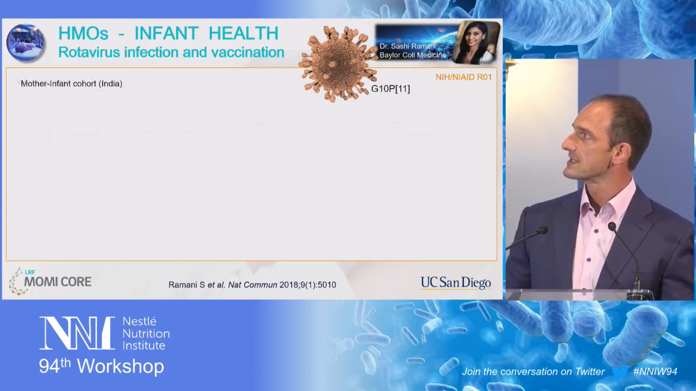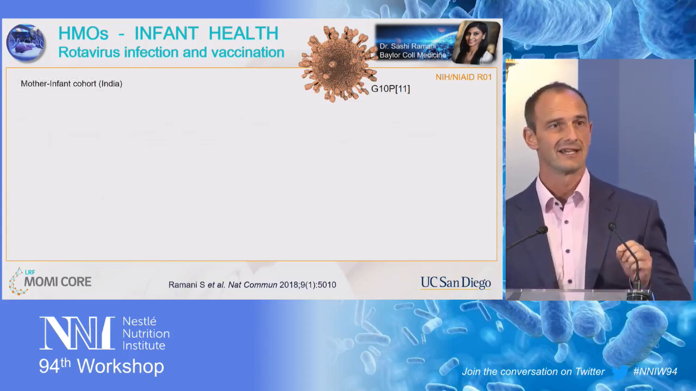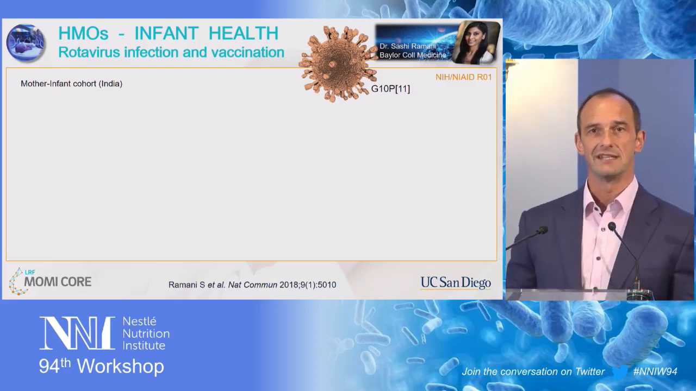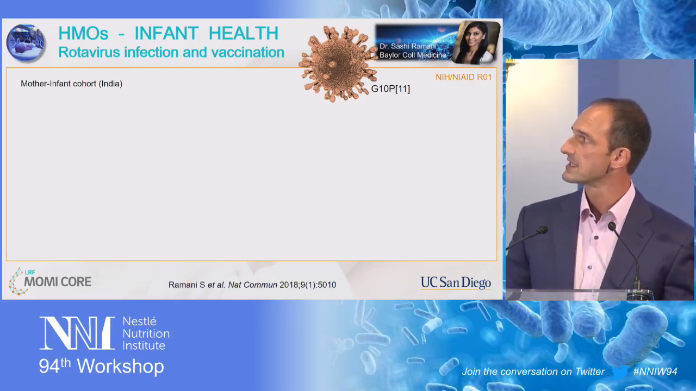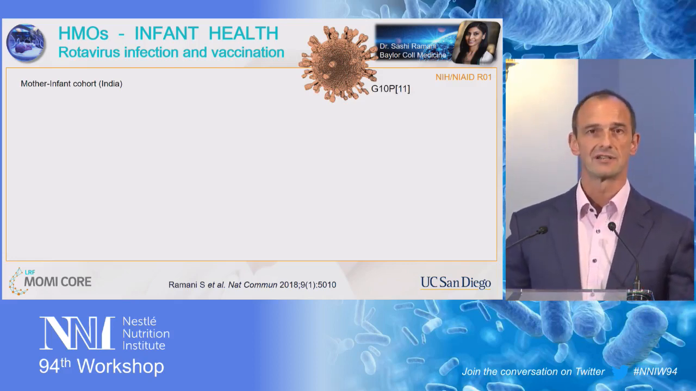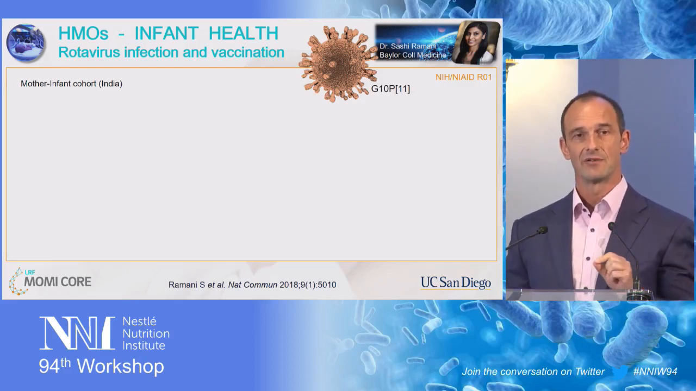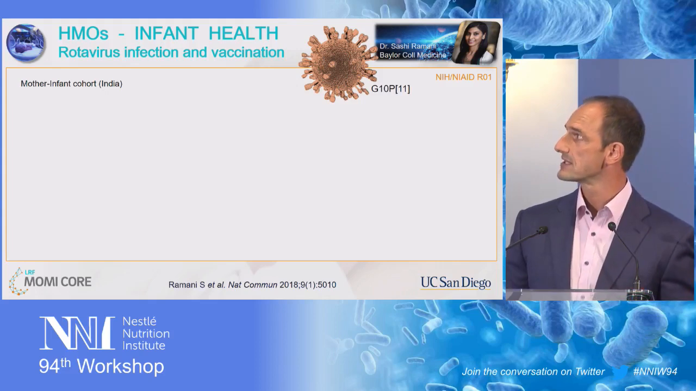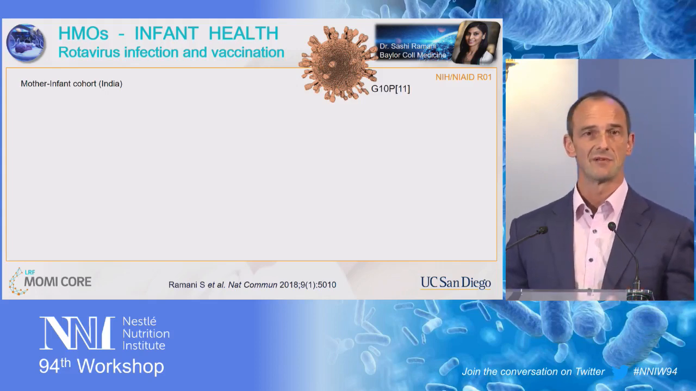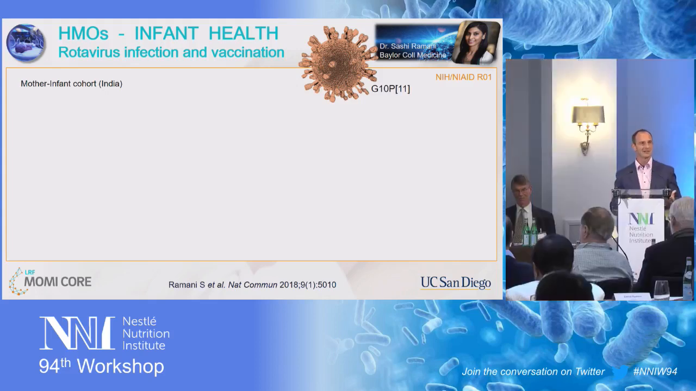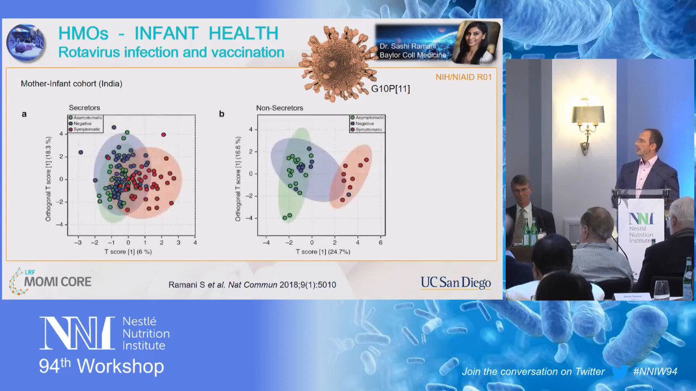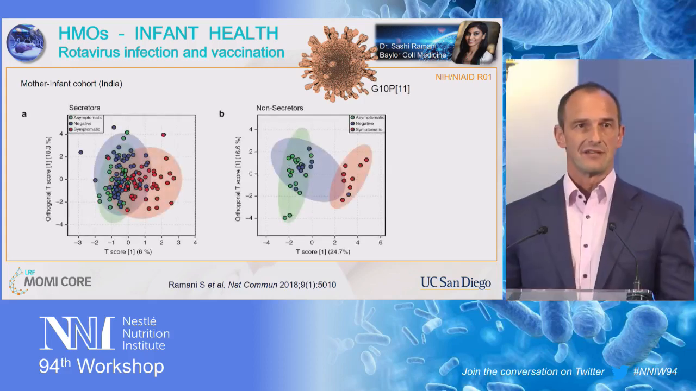We wanted to confirm this and went to India and looked specifically at the moms and the infants there, collected milk samples, analyzed them for oligosaccharides, and looked which infant developed or was infected with rotavirus and who had symptomatic and asymptomatic infections. And is there a difference in the oligosaccharides? And we found there is a difference in the oligosaccharides.